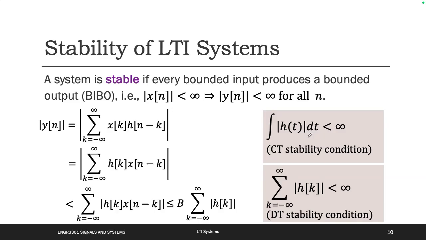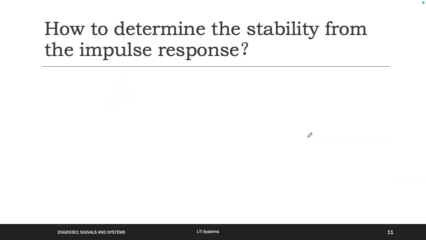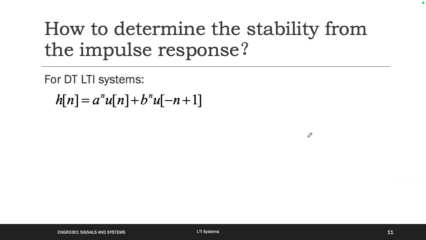Okay, let's try to determine the stability from the impulse response. We have already talked about that. For a DT-LTI system, if you observe our examples, your impulse response is usually similar to this, am I right? This is right-sided, so we call it the causal part, and this is left-sided, the non-causal part.